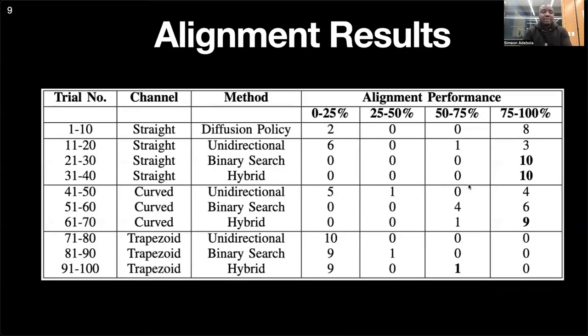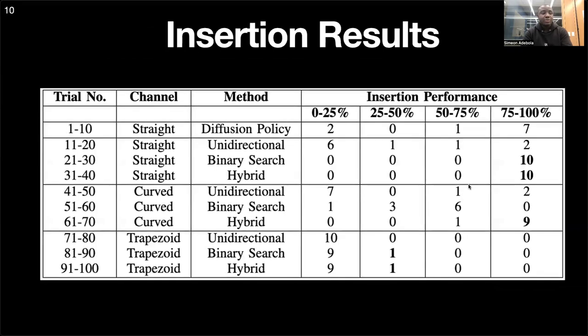We evaluate the method's performance in two components: alignment and insertion. A human judge assigns the performance into one of four equal buckets. Our results suggest that deep imitation learning can fail, scoring in the lowest quartile of performance on a straight channel in 2 of 10 trials, whereas a hybrid procedural algorithm achieves highest quartile performance in all 10 trials.